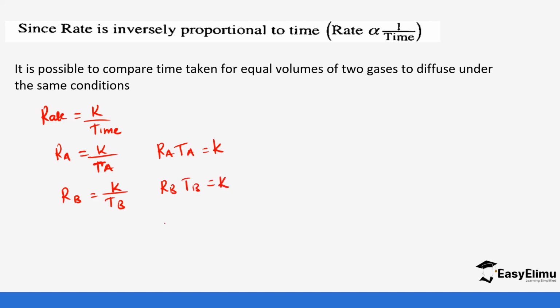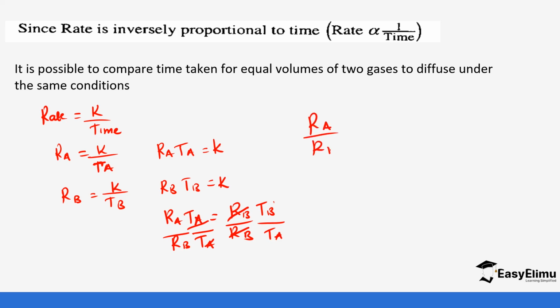If we put the constants together, it's the same as rate of A times time of A is equal to rate of B times time of B. If we want to be left with rates on one side, we divide both sides by rate of B, and then again we divide both sides by time of A. So our final answer becomes rate of A over rate of B is equal to time of B over time of A. So this is another formula we can use.